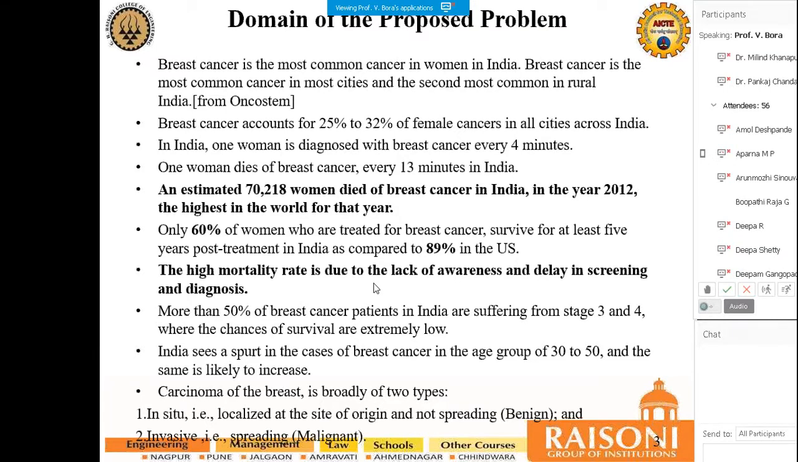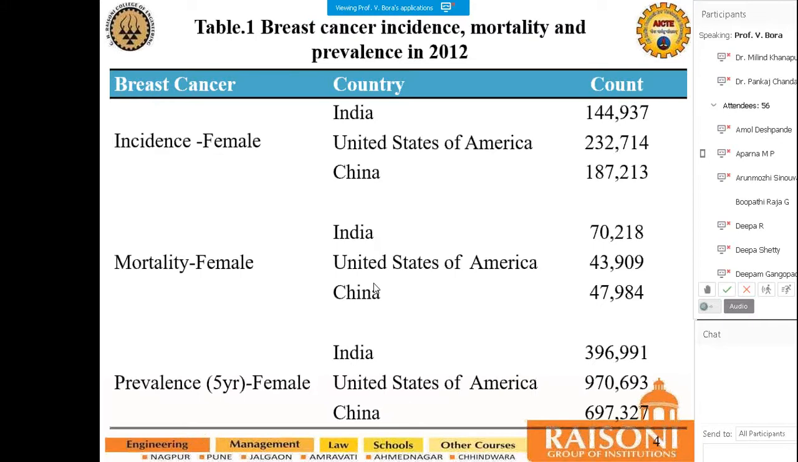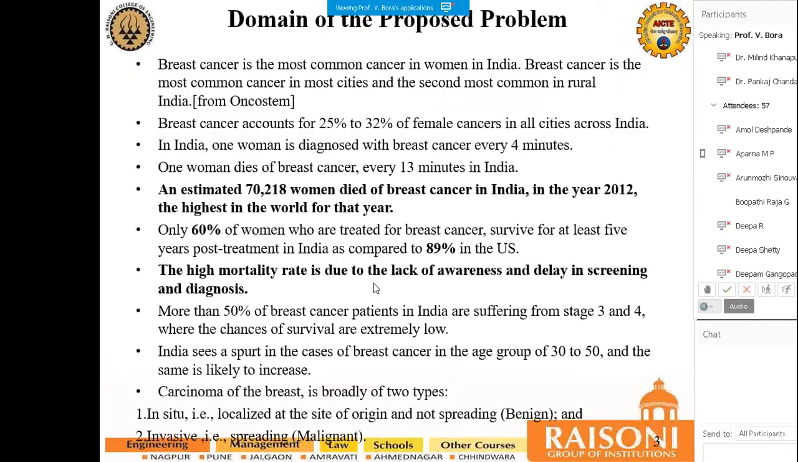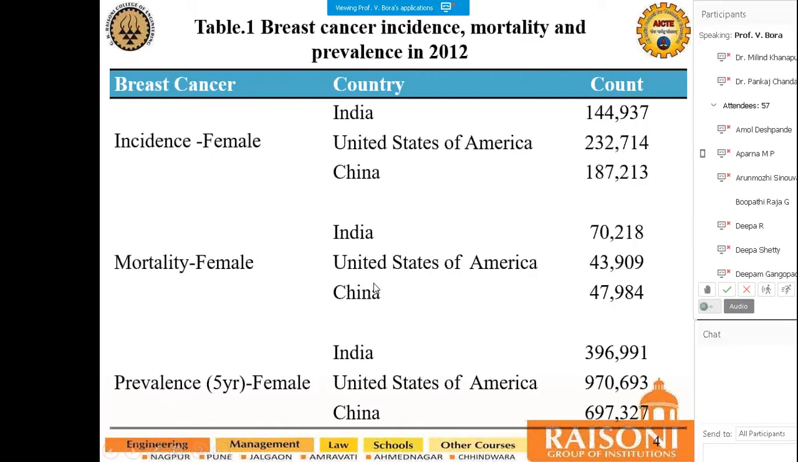So these are the actual issues. Few statistics are there from the WHO. Like as it was said that 70,000 women died in India in 2012, and that was the highest for that year throughout the world. So see here how that statistics is.